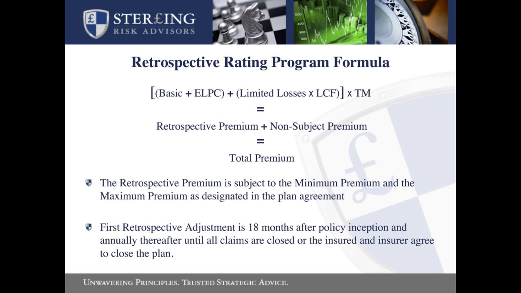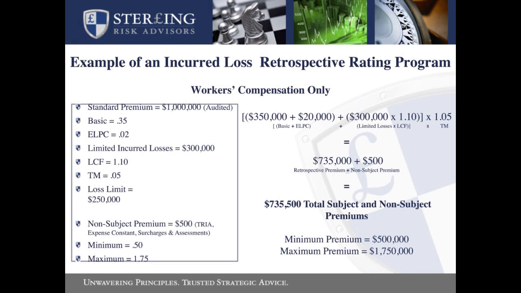And the first adjustment is usually 18 months after the policy expires, and then every 12 months after, until all the claims are closed, or unless there's a mutual agreement between the insured and the insurance company to end the plan. The big picture on this is, because he's throwing a lot of words at you, that the carrier would establish a minimum premium, and then they would also establish a maximum premium. And the number between those numbers is the opportunity of the program.